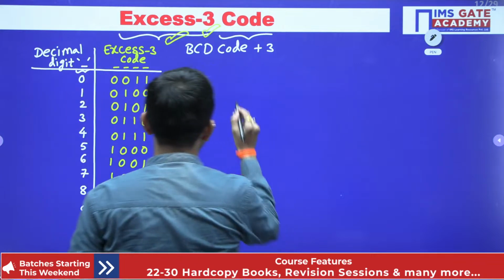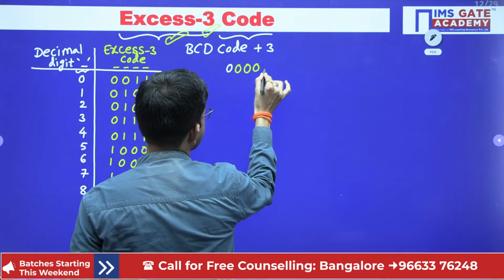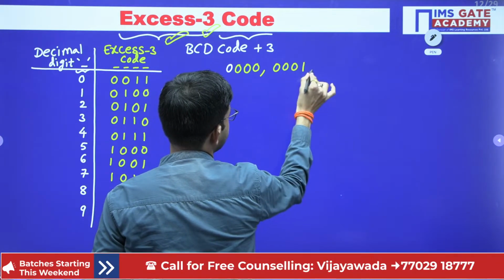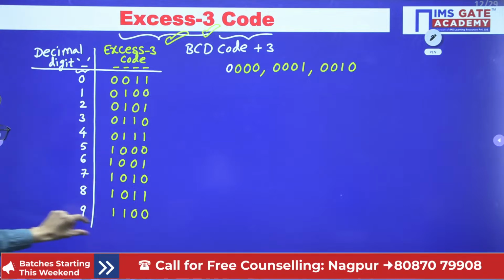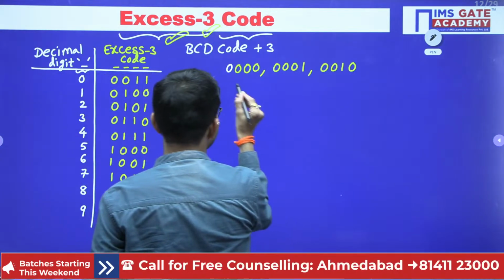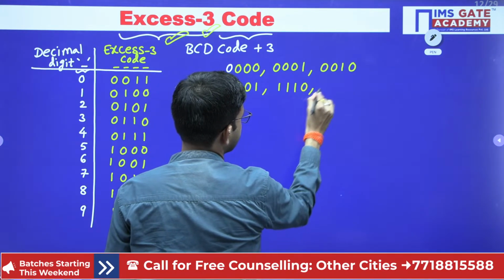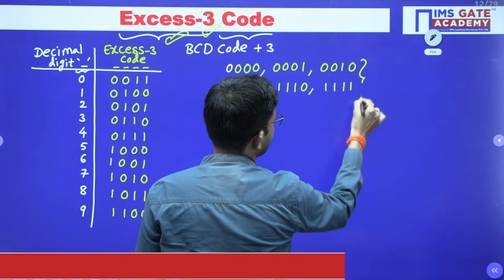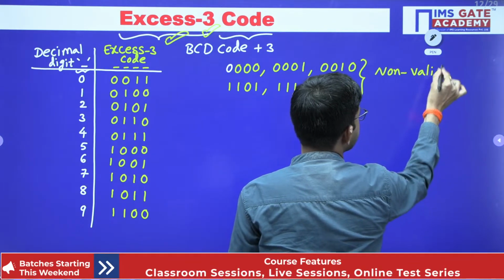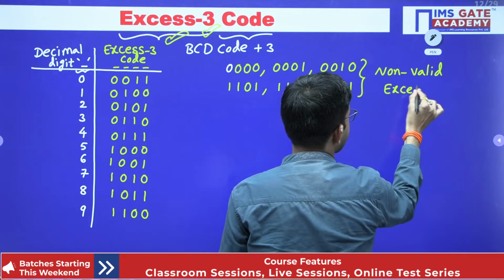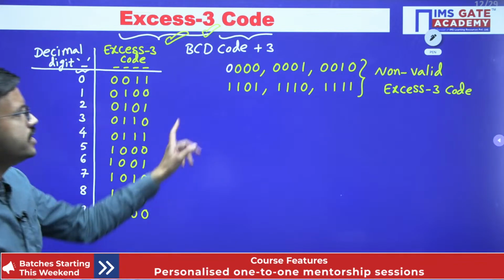At the starting, you will be having 3 combinations, and at last, you will be having 3 combinations. These are the non-valid XS3.